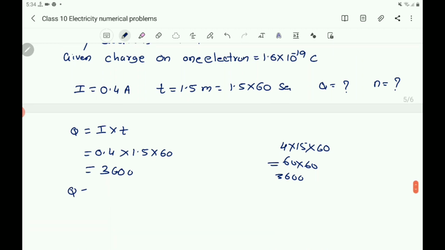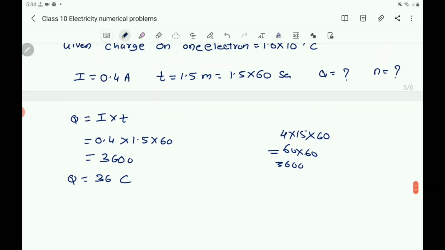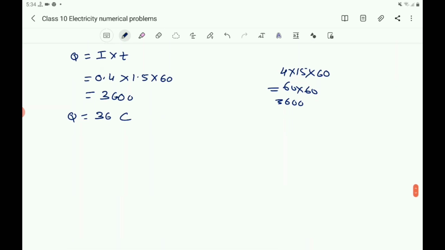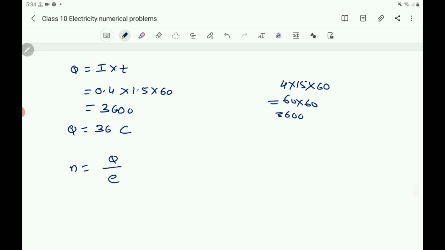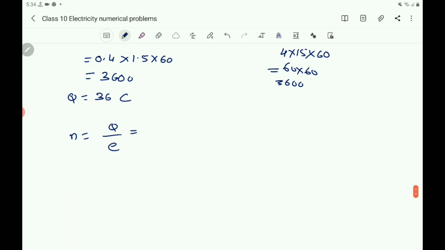Now that is nothing but Q equals 36C. Then next what you have to find out? N. And how will you get N? Here N equals Q by E. E is the charge of an electron, and Q is 36C, so N equals 36 by E.